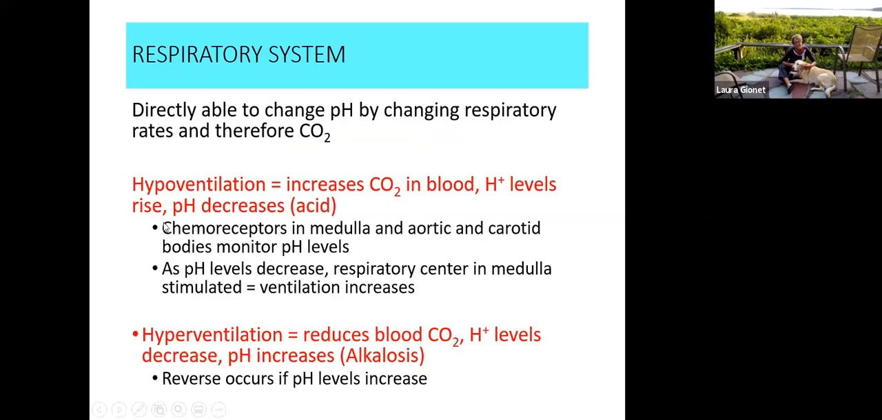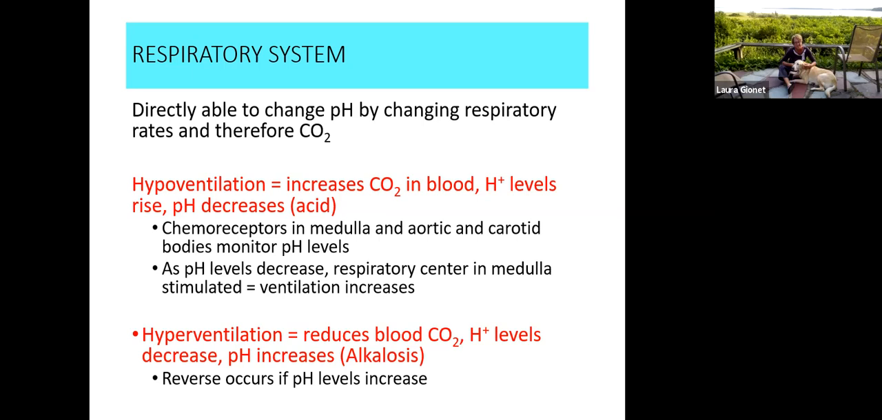Okay, so as a review, the respiratory system also is going to act to adjust blood pH. These chemical buffers happen immediately. But we can exhaust all those buffers that are available, and now you still have either too high or too low blood pH. So we are directly able to change the pH by changing our respiratory rates and therefore carbon dioxide levels in blood. But remember, there are normal levels of carbon dioxide: 35 to 45 millimeters of mercury. If it goes too high or too low, above or below that, then we need to make some modifications.